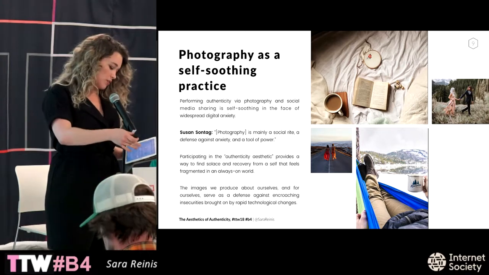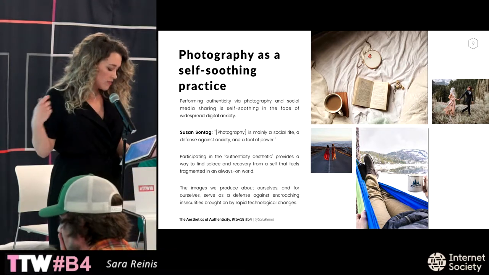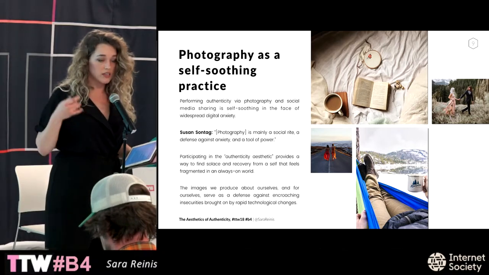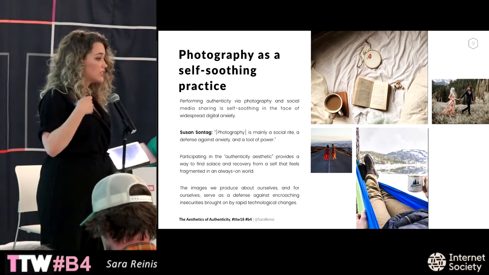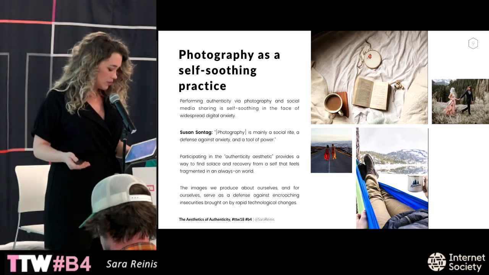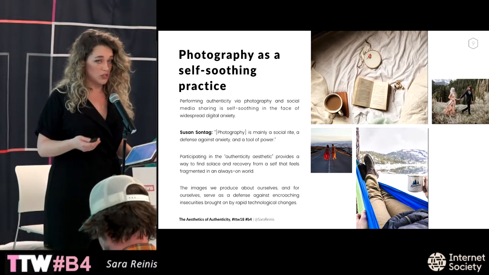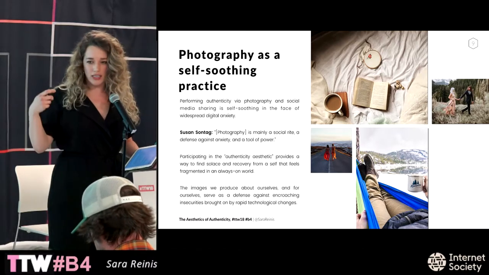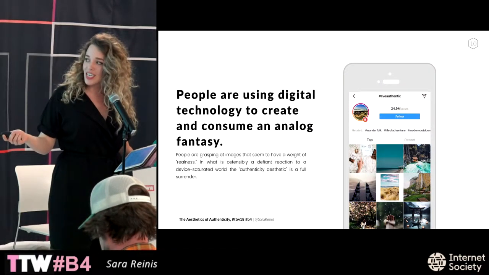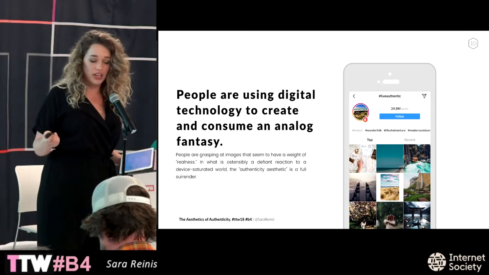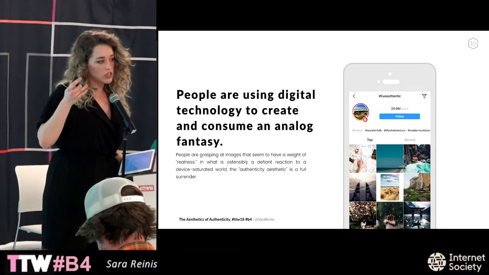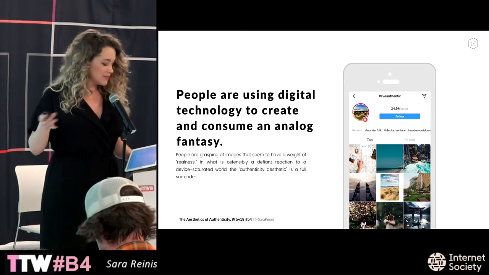So we have the astronomic rise of digital photography and social media platforms that are disseminating images and shaping our subjectivity. Imaging everyday life becomes integral to our identity performance and our self-understanding. So we find a respite in this image that we're projecting of ourselves, and we're simultaneously broadcasting it out and consuming it ourselves to have this self-soothing cycle. In a world where we're being told that the real is somehow different than the digital, we're trying to create digital imagery that denies that it's created by the digital. So essentially, people are using digital technology to create and consume an analog fantasy. It's no coincidence that this aesthetic is dominating in a time that we're seeing the resurgence of vinyl, the resurgence of film, the resurgence of artisanal crafts and people pickling in Brooklyn and things like that.